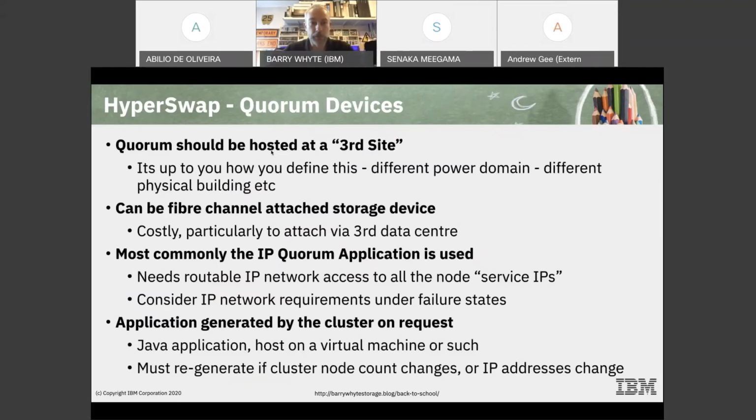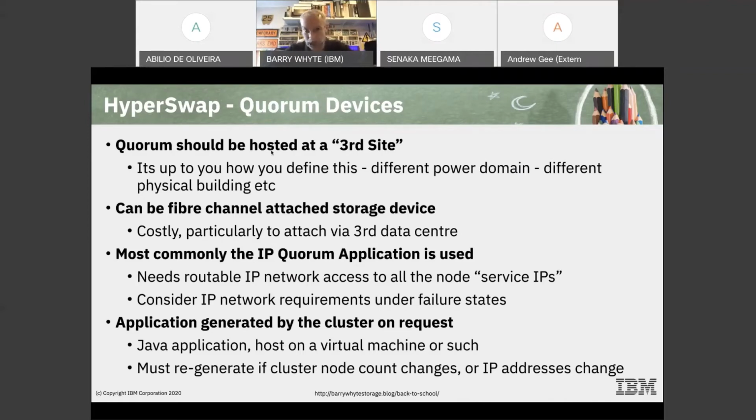So various things about the Quorum devices. You want the Quorum device to be hosted at a 3rd site, ideally. Now, most people maybe don't have 3 sites. This can be problematic, but it could be somewhere on your standard IP network domain. It could be just where your people are actually working as opposed to the data center itself. But it's up to you to define exactly how independent you want that 3rd site to be. It could be a different hall inside a data center. It could be a different power domain or different racks.